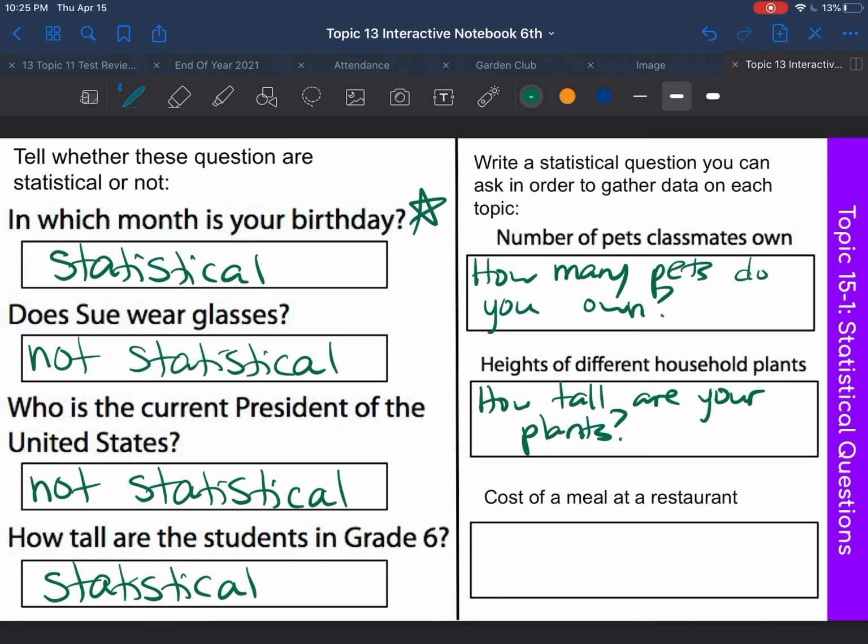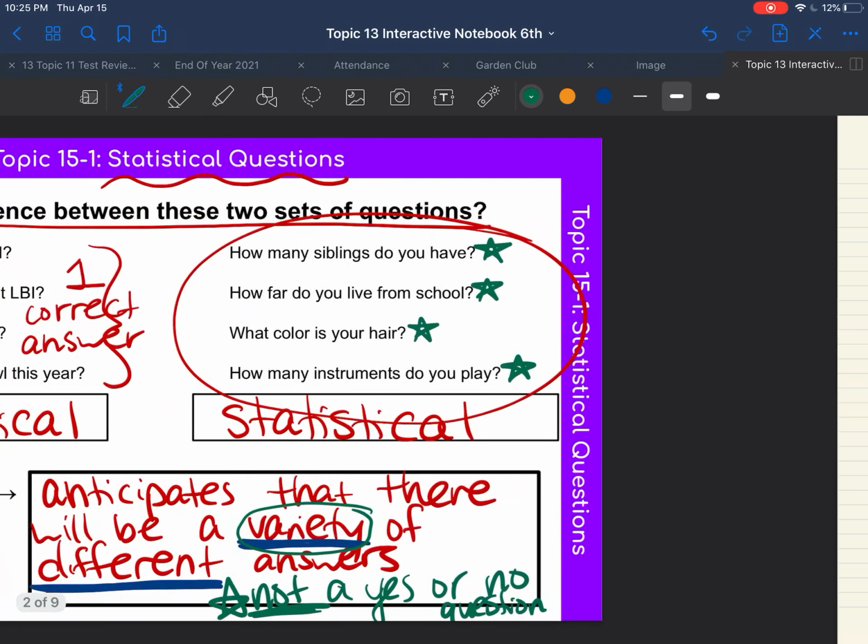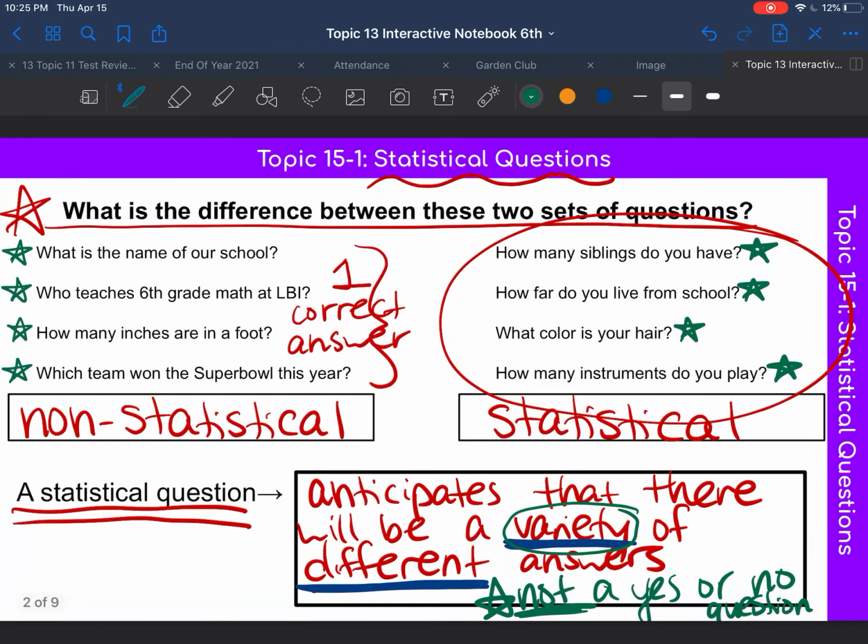What could you ask? You can ask, how much does your meal cost? Or how much does the meal cost? Or how much money are you spending? Again, some type of way that you're asking so that you're figuring out the cost of a meal, because everyone's going to spend a different amount. All right, so that's basically the gist of a statistical question. It basically has to anticipate that there will be a variety of different answers.